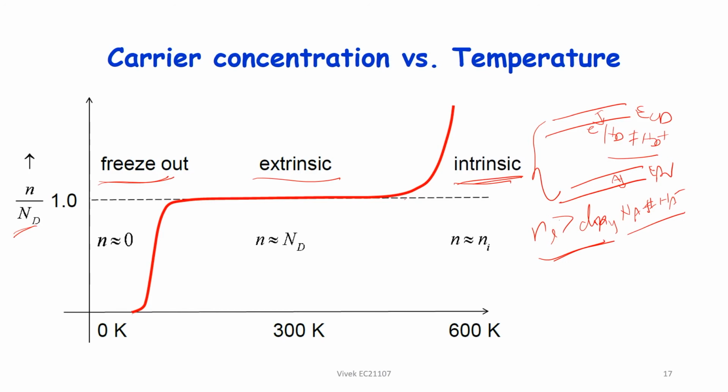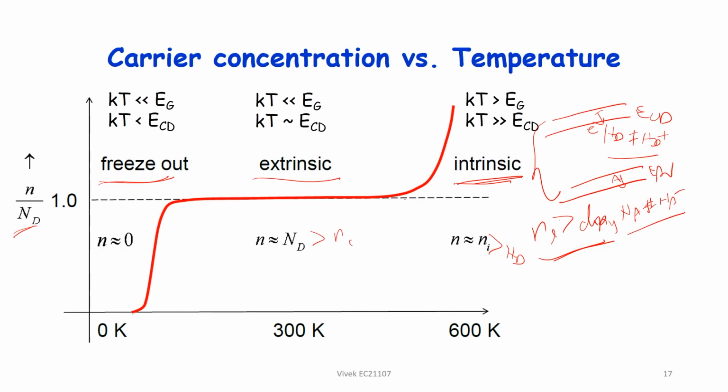At middle temperature, it is again limited by the doping. So that means Ni is less than Nd. So here Nd is more than Ni. In intrinsic, Ni is more than Nd. So all the dopants are ionized, but Ni is more than Nd. So again it becomes intrinsic.